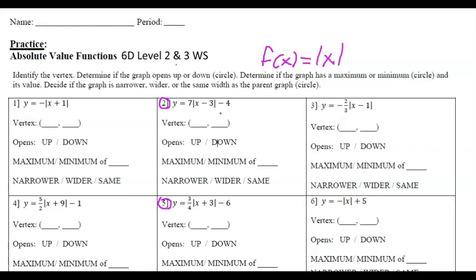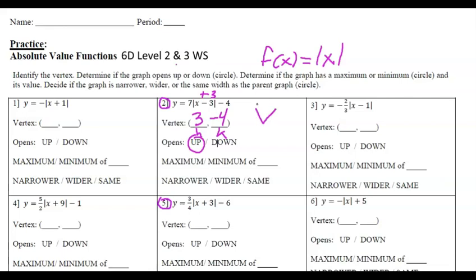Okay, let's look at number 2. The vertex would be our h, comma, our k. Our h is the opposite of what's in here, so it would be a +3. Our k is the same thing as the outside, it's -4. Since a is positive, it will open upwards.